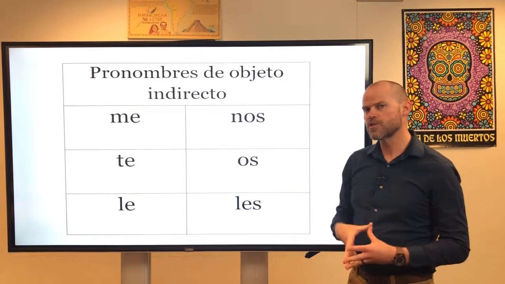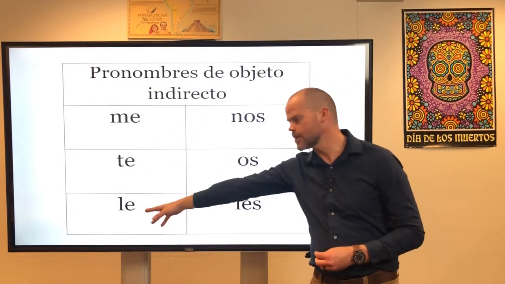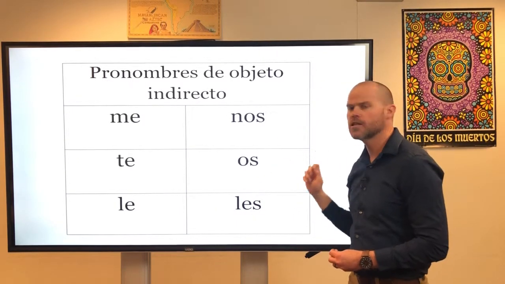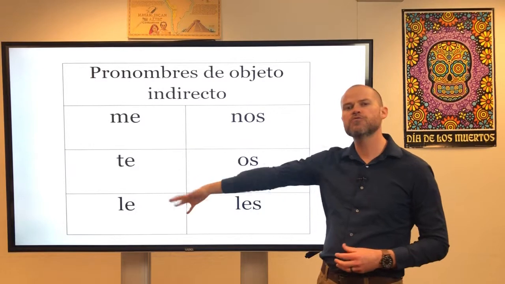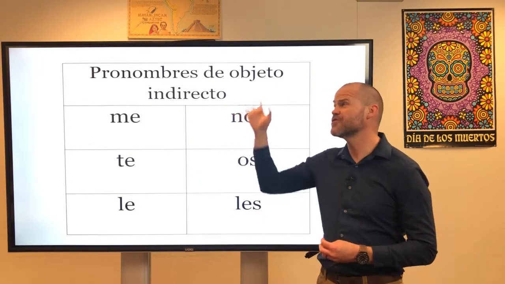So here are the indirect object pronouns in Spanish. We have me, te, le, nos, os, and les. And notice these are the same pronouns you use with the verb gustar. So when you say me gusta, te gusta, le gusta, you're using indirect object pronouns.